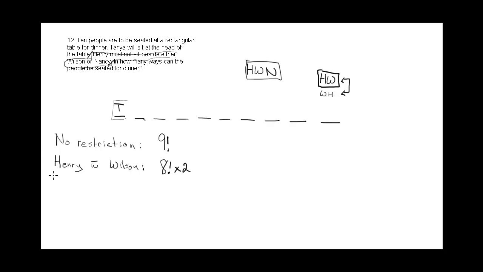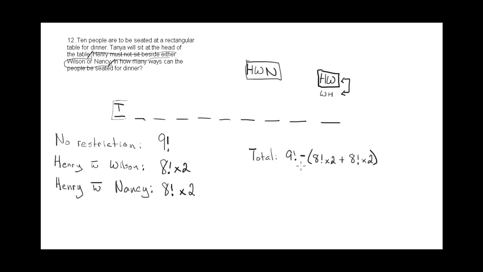Okay, so that would be one case, but Henry also isn't allowed to be beside Nancy. So that's just going to be the exact same thing, right? Now we're grouping Henry and Nancy as one, so 8 factorial times 2. So what you're going to have is the total, 9 factorial, subtract both these cases. I could just put them in a bracket: 8 factorial times 2 plus 8 factorial times 2. I can't remember what this number is, but if you check the back of the book, this is the answer it gives. That's actually a mistake.